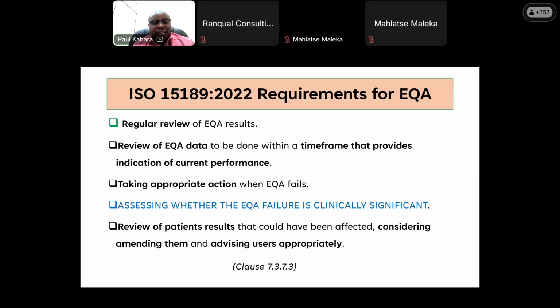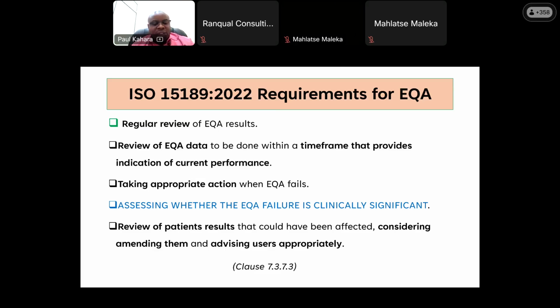The other requirement is about taking appropriate action when EQA fails. And one of those appropriate actions is to assess whether this EQA failure is actually clinically significant. And like you're going to see in a few slides, sometimes we beat ourselves so hard when we have failed an EQA. And you will come to realize some of these failures are not actually clinically significant. I don't say that you don't do anything about an EQA failure, but you need to determine, is it necessarily clinically significant? The issues you're having with this EQA failure, are they indicative of something that is clinically significant? We're going to look at that in a few minutes.